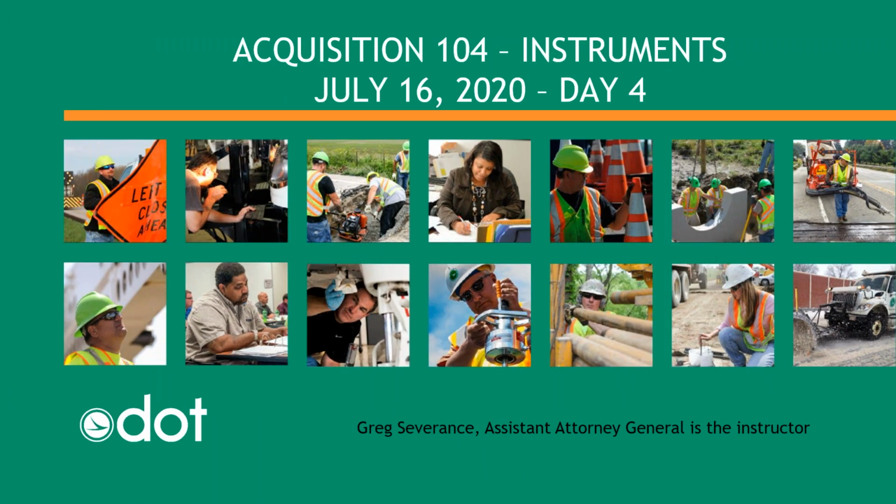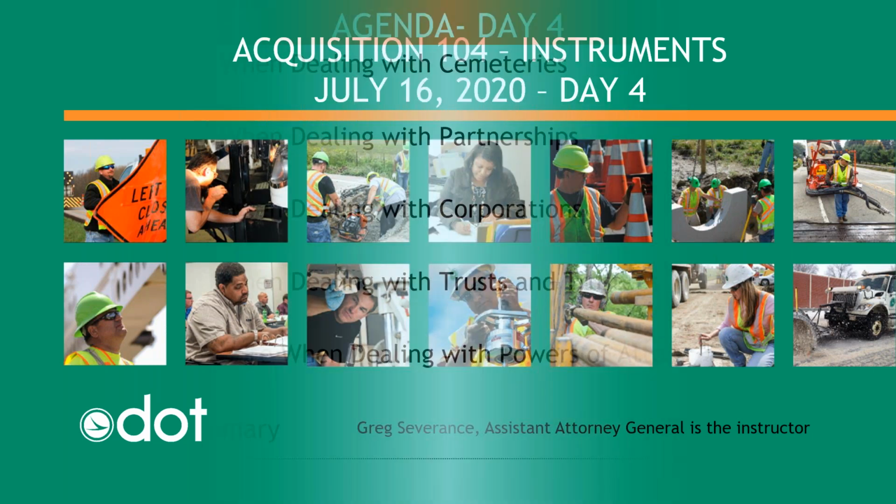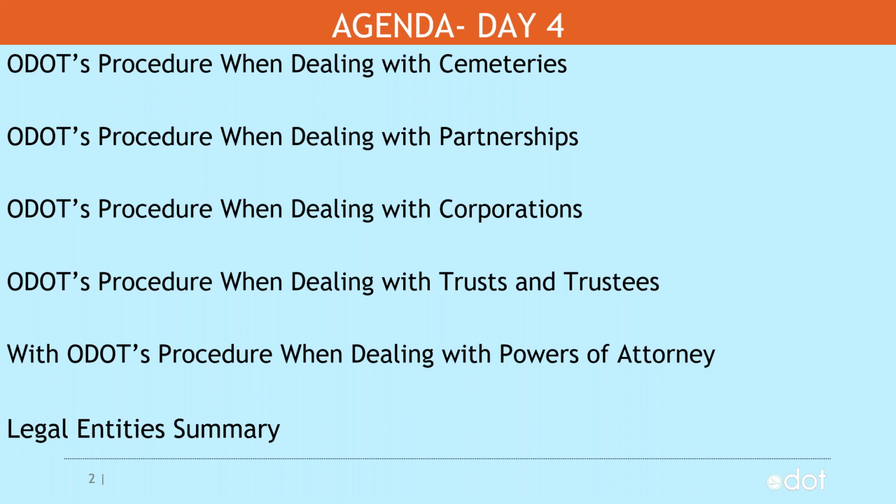Today is going to be a shorter and lighter session than we've normally had because we've covered so much. Here's our agenda for the day: cemeteries, partnerships, corporations, trusts and trustees, powers of attorney, and a legal entity summary. We've already provided you a handout with that summary, and Greg will summarize each of those areas when we get to that part of our slides.